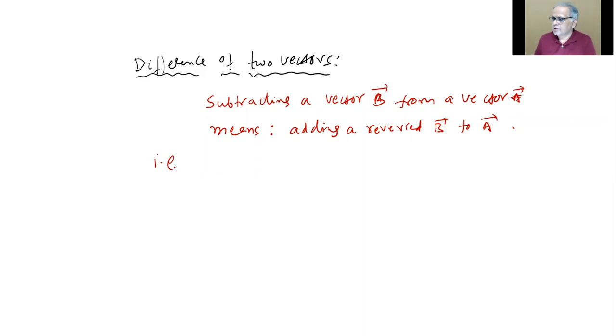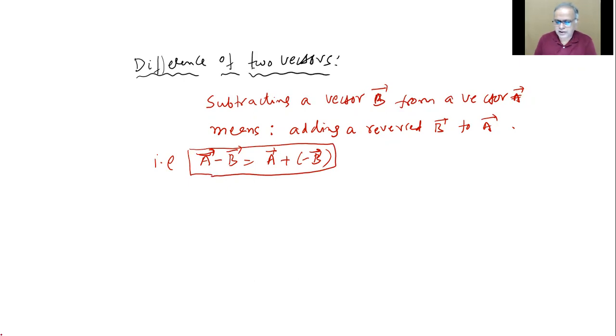So I'll be changing the screen. That is, vector a minus vector b equals vector a plus minus of b. It looks logically a simple thing. Like you might say 3 minus 2 is 3 plus minus 2. But there is more to it. Logically, it's all right. Like a minus b, adding a negative b to a.